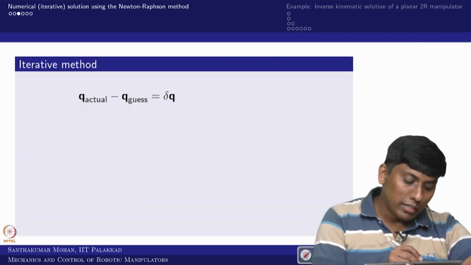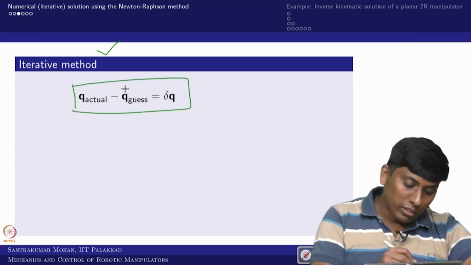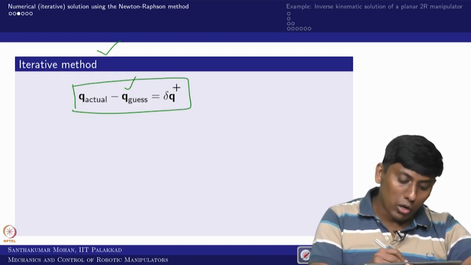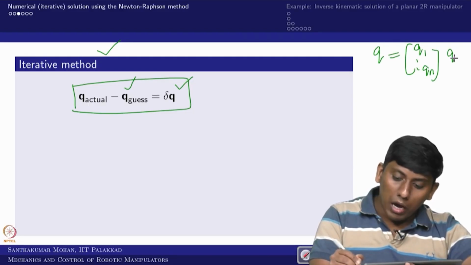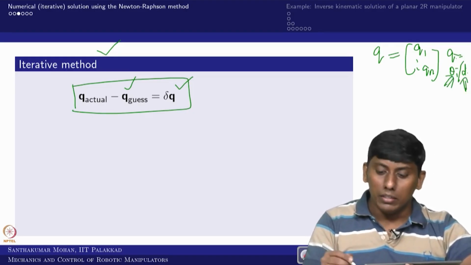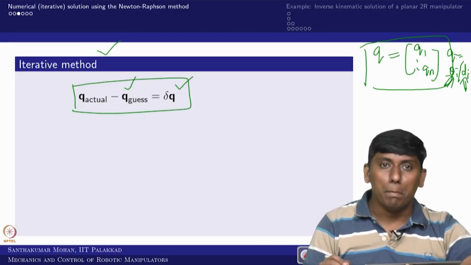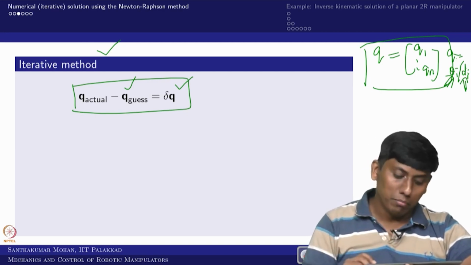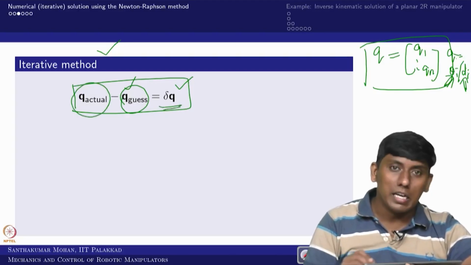What we are trying to say is that it is an iterative method where the actual is somewhere, and we are taking a guess. The error between these two I am calling delta q. Here q is your joint space variable, so q1 to qn. This qi can be either theta i or di. If it is a rotary joint it is theta i, if it is a translation joint it would be joint distance. So you have a q vector in this form. We are trying to find the q vector, but we are taking a guess and the actual is something else. We don't know the error, but we assume that this is the error.